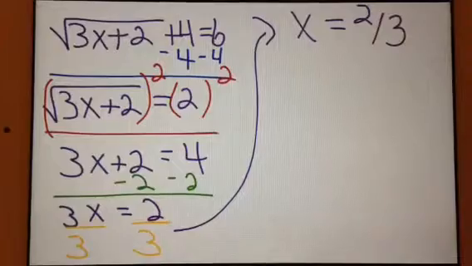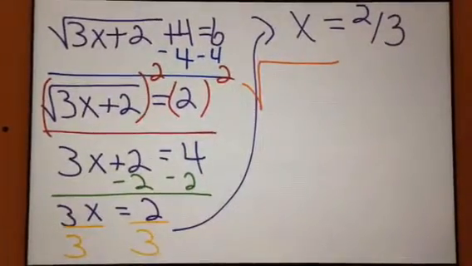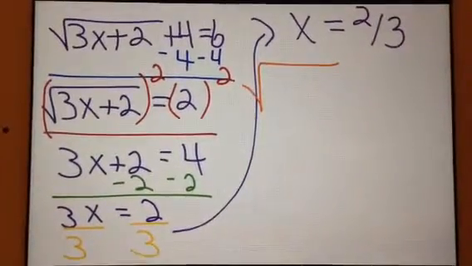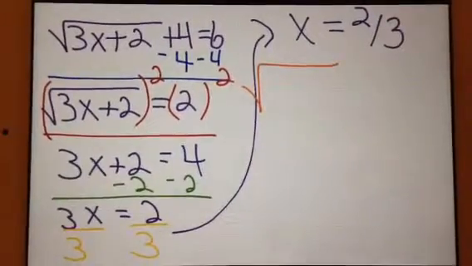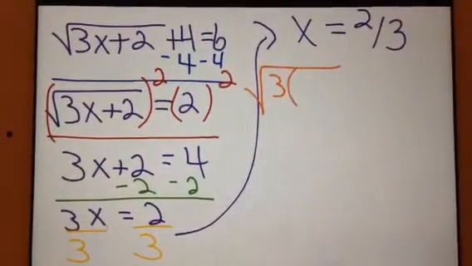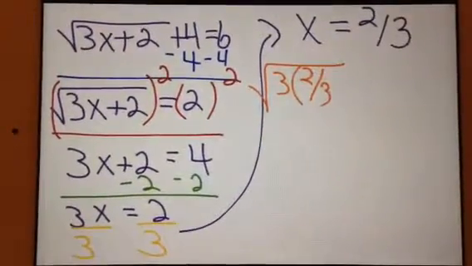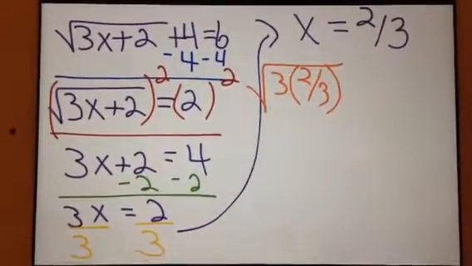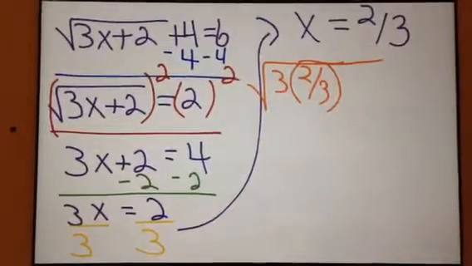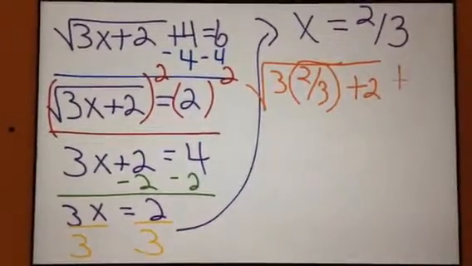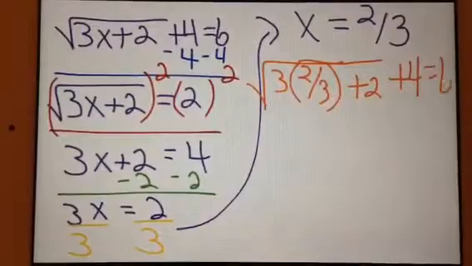So here we go. I'm going to take my original equation of the square root of 3, and instead of x, I'm going to put in my solution of 2/3. So I have the square root of 3 times 2/3 plus 2, and then plus 4, and it should equal 6.